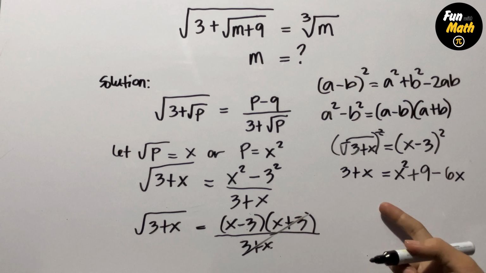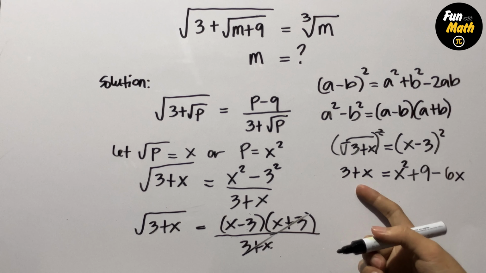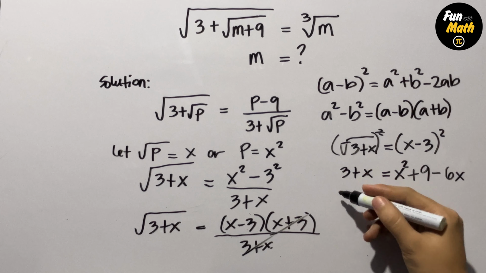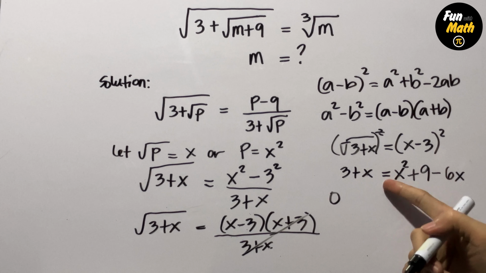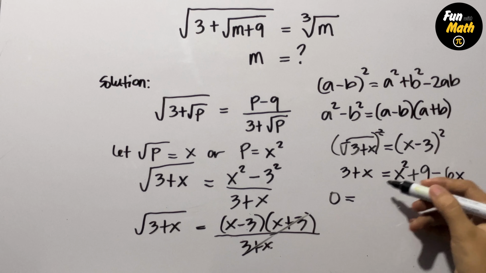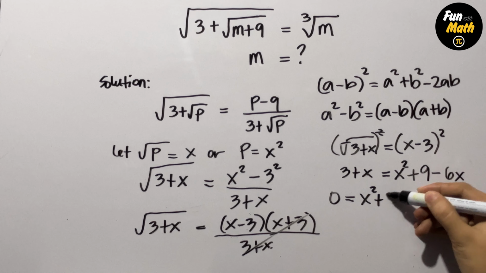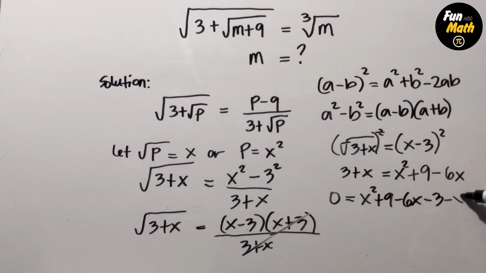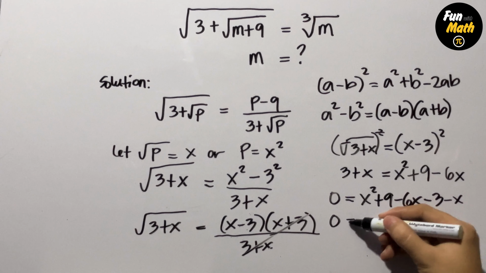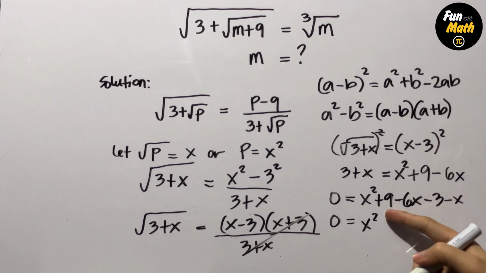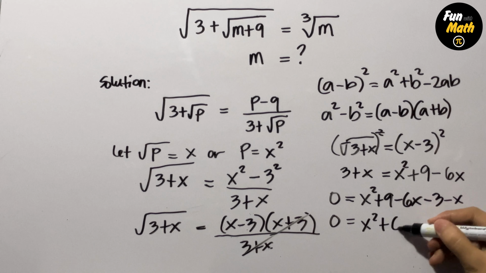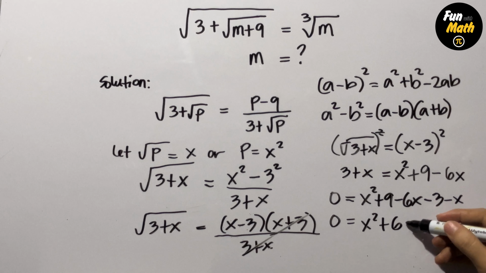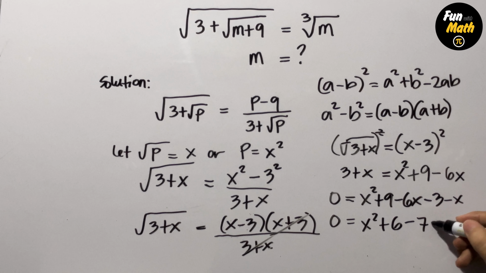Now, we need to take 3 plus x through the other side. So this side will be equal to 0. So now this is 0. Let's transfer the equal sign here. So x squared plus 9 minus 6x minus 3 minus x. And this is 0 equals x squared, 9 minus 3, that is positive 6, negative 6x, and negative x, this is negative or minus 7x.